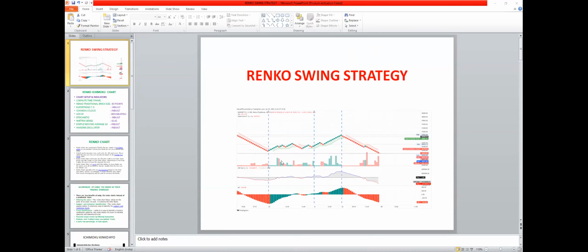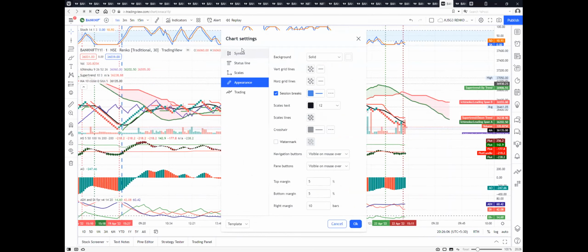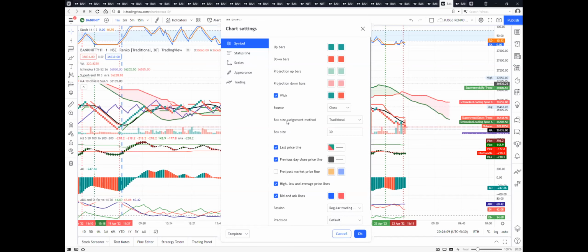Today I am going to discuss one RENKO swing strategy. It has been developed by me and Jagan sir according to my trading style. Here we are going to discuss the chart setup and the entry points and all. Let me show the chart once. Here the settings are almost the same. If you want to note it down, you can check here. We are using settings like this.